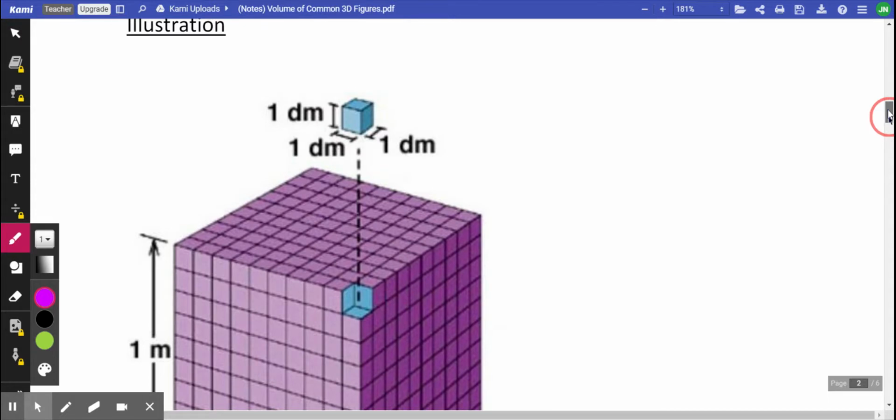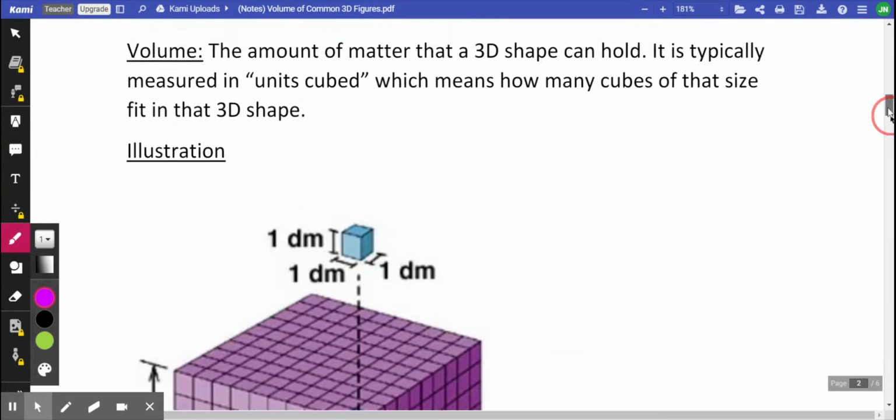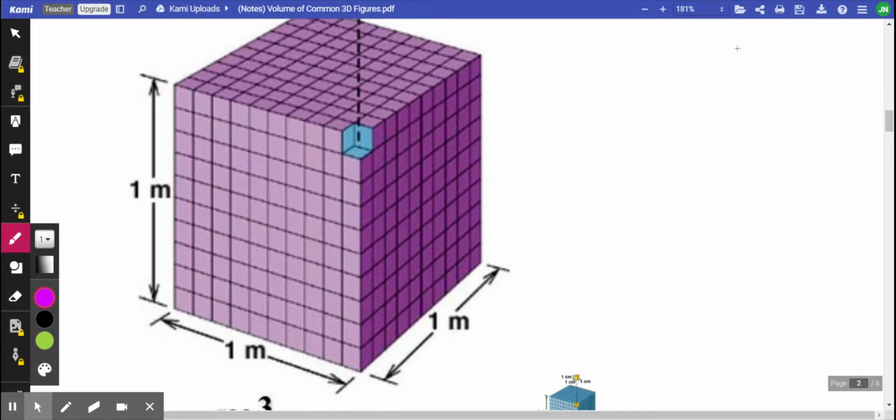Now, in science, if you take that meter and divide it by 10, you get a decimeter, right? A tenth of a meter. And that decimeter cubed is actually the same thing as saying 1 liter. And this is to scale right here. This is actually what it would look like to scale. So let me scale this down just a tad.